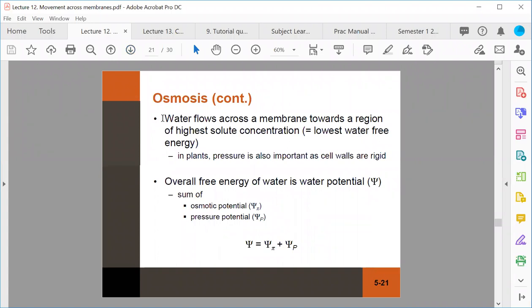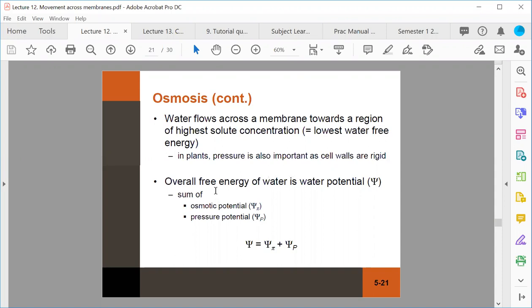Okay, so let's recap. Water will flow across a membrane towards a region of highest solute concentration, because where the solute concentration is high, that means the water free energy is lower. And of course, in plant cells, pressure is also important because the cell walls are semi-rigid. But we'll come back to that in just a minute.